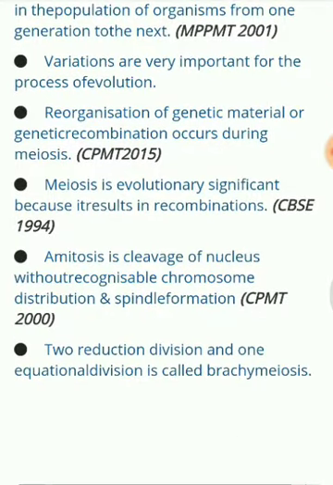Meiosis is the cleavage of the nucleus without recognizable chromosome distribution and spindle formation. Two reduction divisions and one equational division is called brachymeiosis.